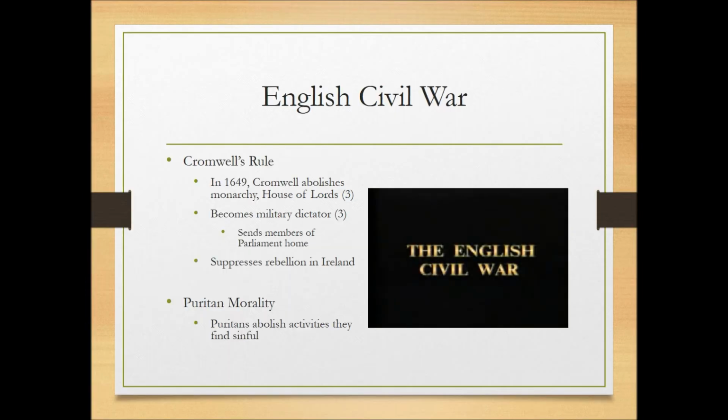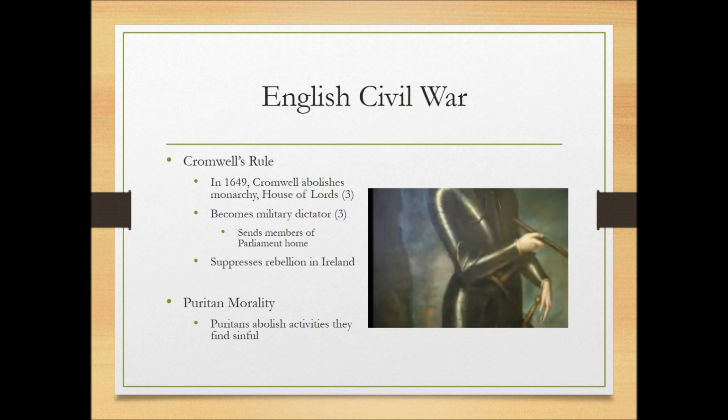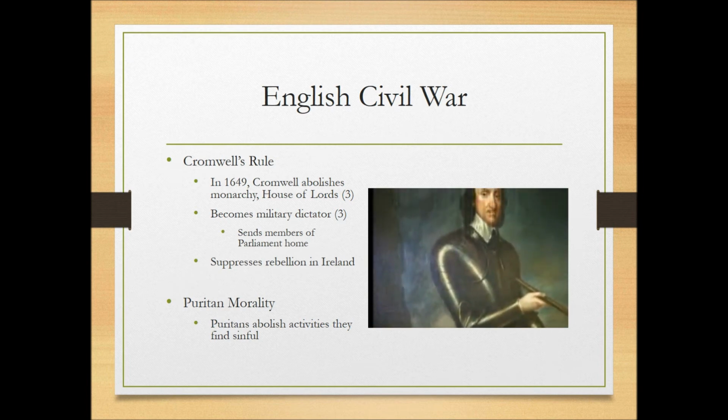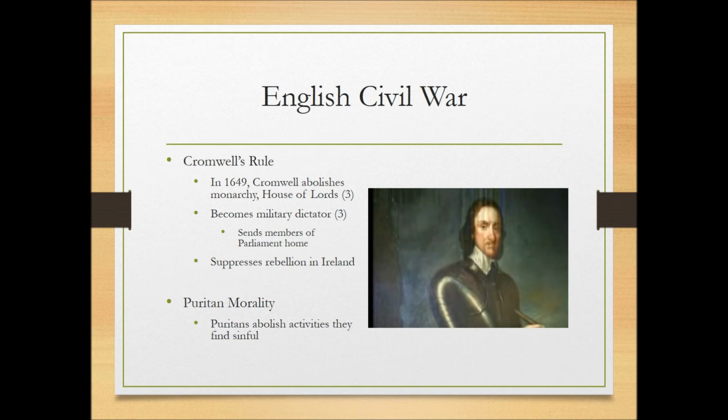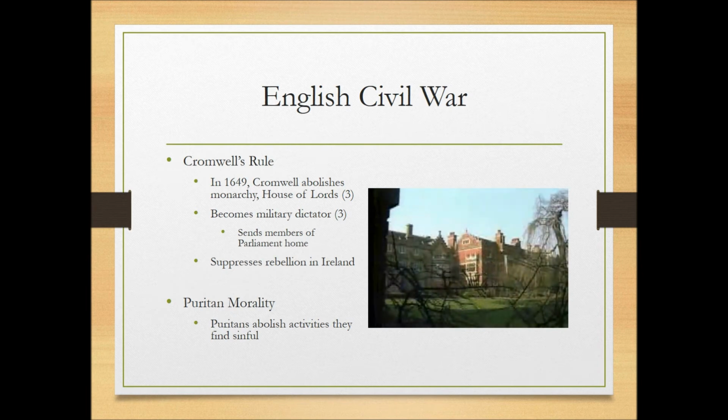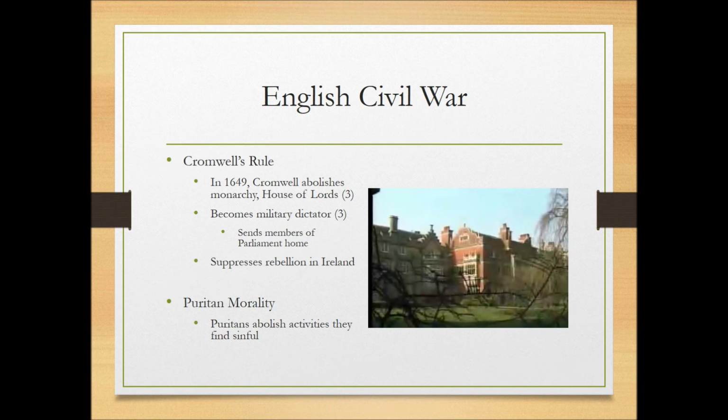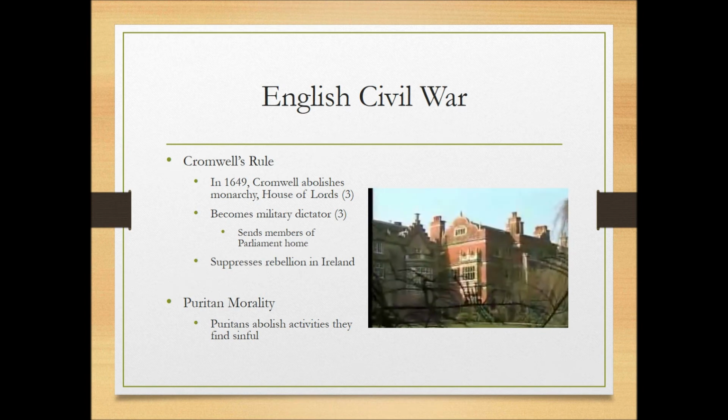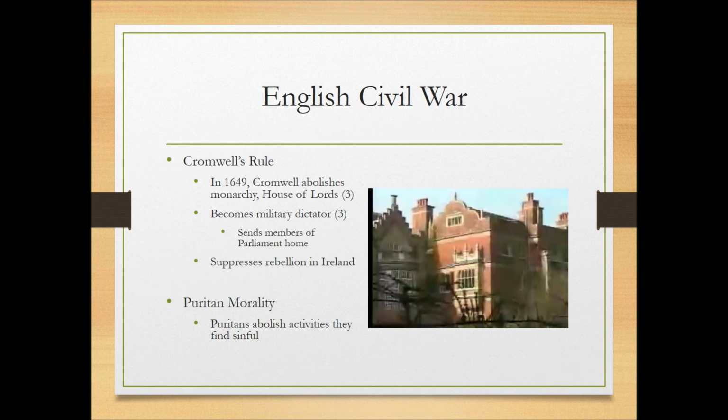Now, Oliver Cromwell, upon assuming power as head of the Puritans and now as leader of England, abolished the monarchy, abolished the House of Lords. I said he oversaw the transition toward democracy, but he was by no means a democratic figure. In fact, he declared himself military dictator. He felt that he had the duty to rule England by force during this transitory period.